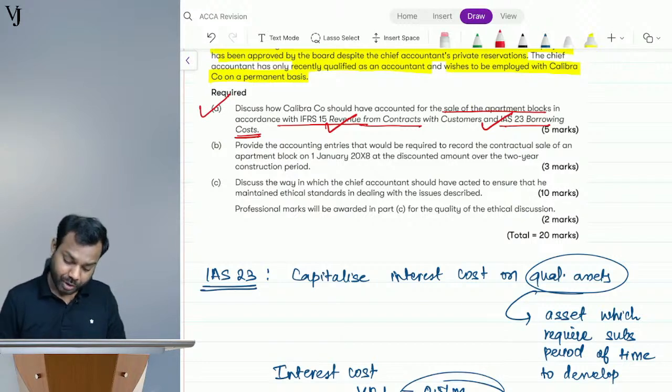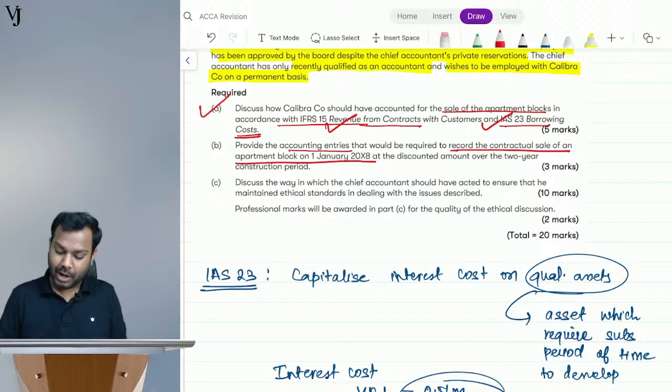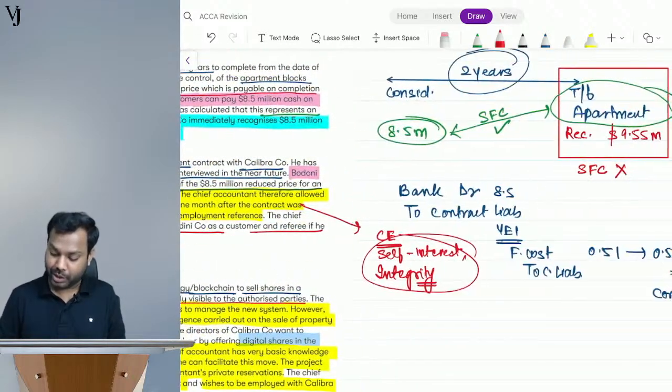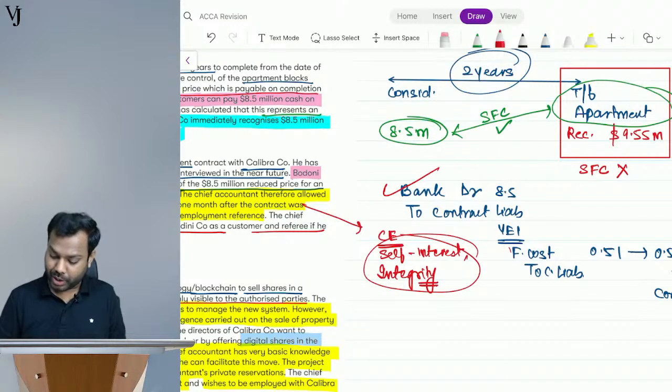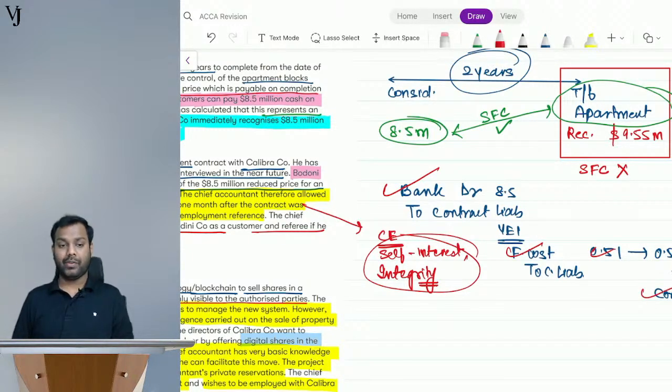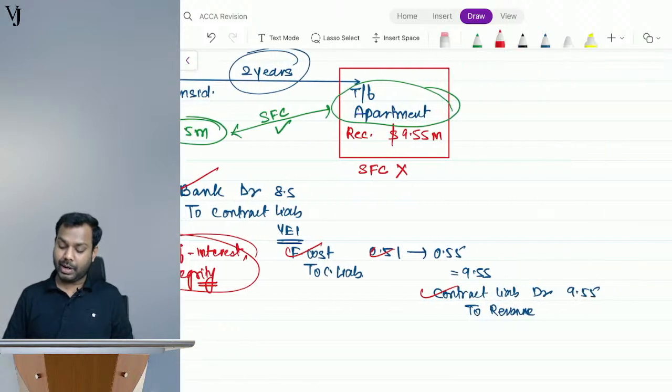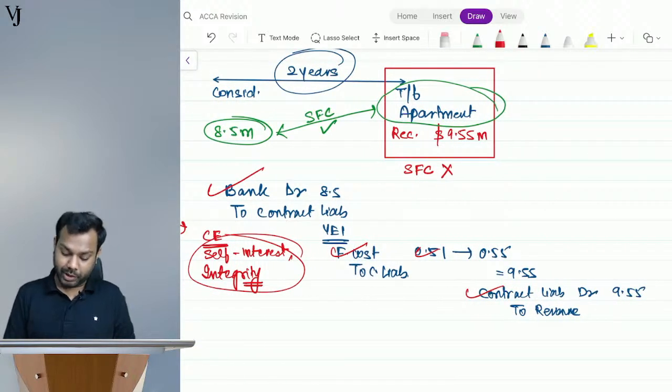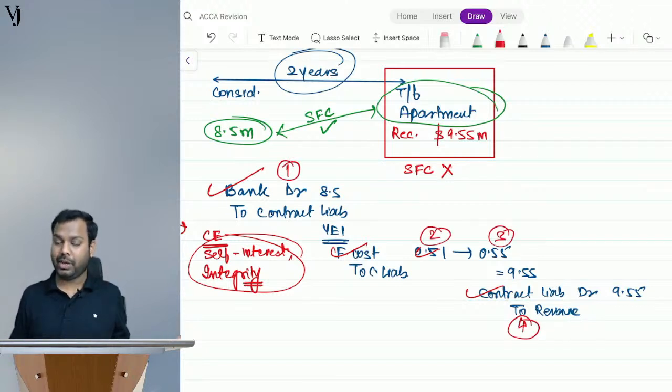Requirement number 2, provide the accounting entries that would be required on the contractual sale of an apartment block at the discounted amount over the 2 years construction period. Journal entries I have already given you. See here, I have already given journal entries 1, 2, 3 and 4, right? You have to pass these journal entries. It is already given.